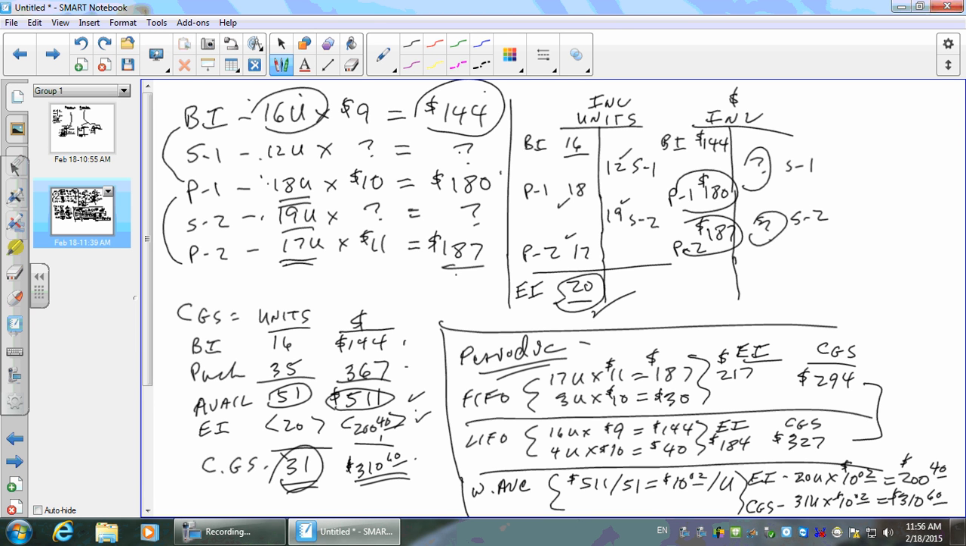Perpetual LIFO. By the way, the FIFO perpetual are these same two numbers, 217 and 294. Okay? But the moving average and the LIFO are a little tougher on perpetual. We'll do it next time.